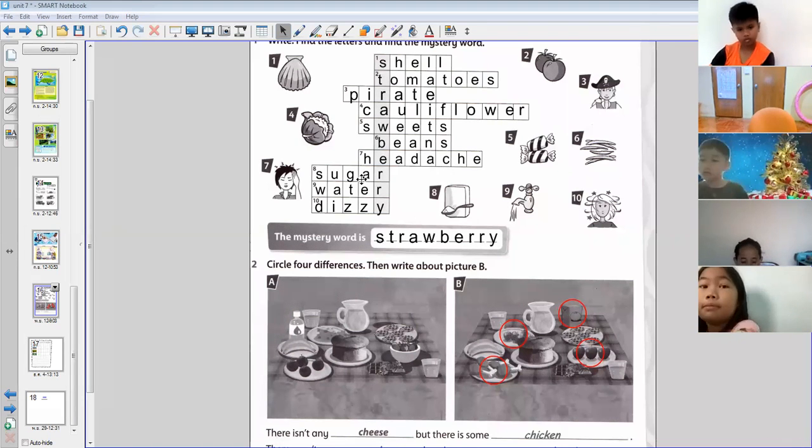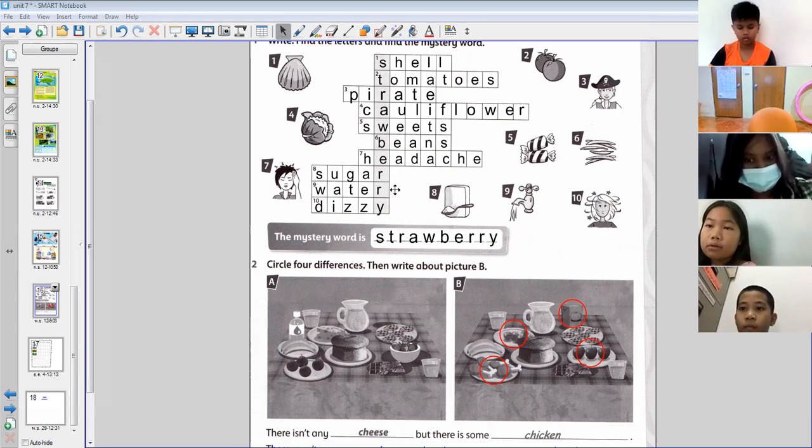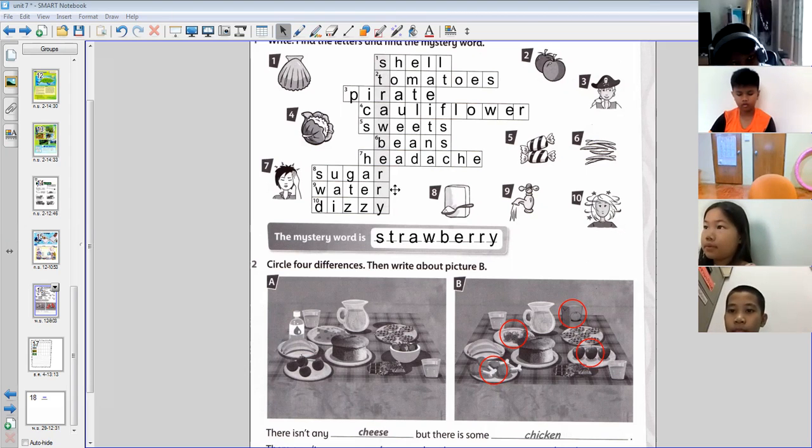Sugar? Anyone? There is, there are, there isn't, there aren't. There isn't any sugar. Yeah, very good. There isn't any sugar because it's uncountable. Water? Somebody? There is some water. Yes, because water's uncountable, isn't it? There's some water.